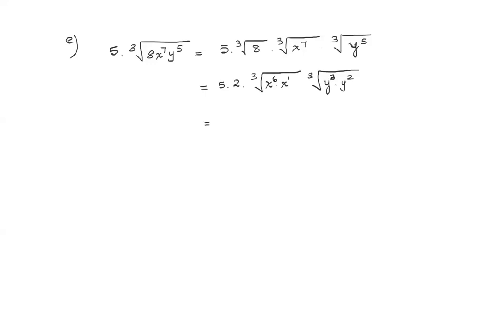So we get 5 times 2 is 10. And 6 divided by 3 is 2, so x squared is going to come outside. And only 1x stays inside. And then again here, y to the power 5, we can split it into y cubed and y squared. See, this is power 3, so 3 divided by 3 is 1. So y is going to come outside. And then this y squared is going to stay inside. So this is our final answer.